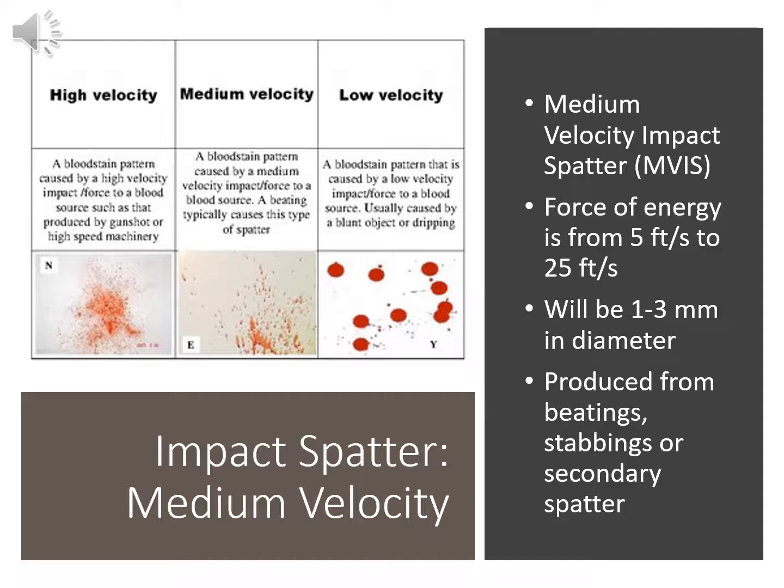Now moving up to medium velocity impact spatter, we've got again a force now from that low level of 5 feet per second up to about 25 feet per second. And if we look again at that image, we can see a dramatically smaller drop size from that increased force, so about 1 to 3 millimeters in diameter. And that's generally produced from beatings, stabbings, or secondary spatter of an individual who's already been injured. So that's what we would expect to see in medium velocity cases.